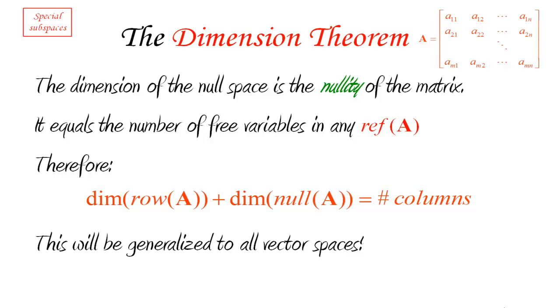So all we're saying here is that the rank of a matrix, what is the rank again? Yes, it's the dimension of the row space. So the rank of the matrix plus the nullity, what's the nullity again? Yes, the dimension of the null space. So I can read that same equation by saying the rank plus the nullity is equal to the number of columns. And that's the big dimension theorem.